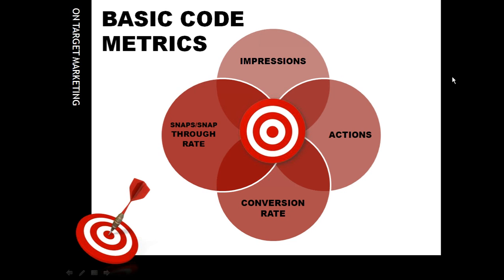So there are 4 basic QR code metrics that we're going to want to monitor. You want to monitor your impressions. You want to monitor the actions. You want to know the conversion rate. And you want to know your snap-through rate. We're going to go into each of those in detail, that way we can take a hard look at each of them.